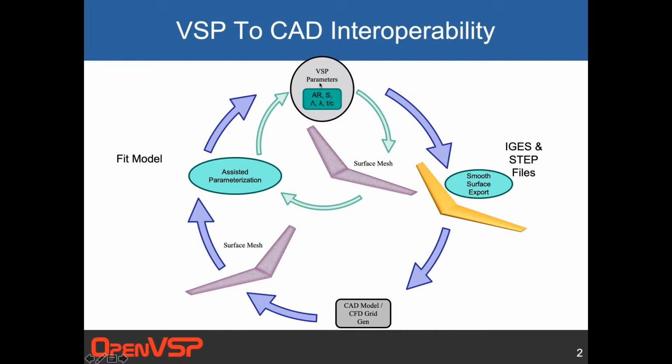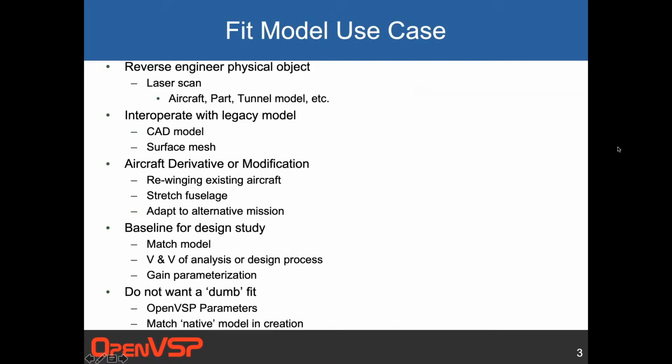So there's lots of other use cases. Maybe you have an old wind tunnel model that you've done a laser scan on, or you're looking to reverse engineer a propeller or something. So there's different reasons why you'd want to be able to do fit model. Again, some of these reasons are laser scanning to reverse engineer a part, you're interoperating with CAD or a surface mesh that somebody else already has. You want to do a derivative of an aircraft, re-wing it, stretch it, adapt it to a current mission. You want to build a baseline for a design study. So you have a CAD model as a baseline. You want to use that then parametrically in VSP.